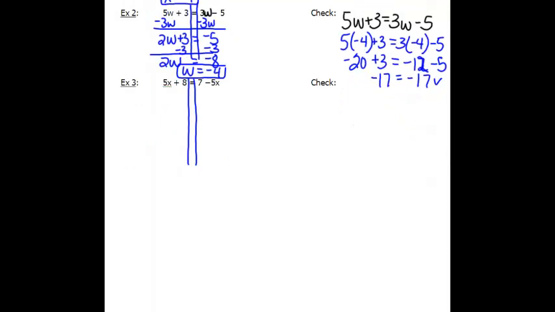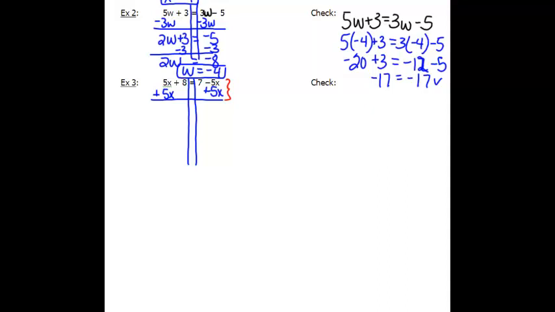Now let's take a look at 3 because the check is kind of interesting on this one. Don't get tricked here. What do you want to do? Where do you want to collect your x's? I think it's a good idea to add 5x to both sides because if I do that, my coefficient stays positive. But a lot of students get confused by this and they think that the x drops out.